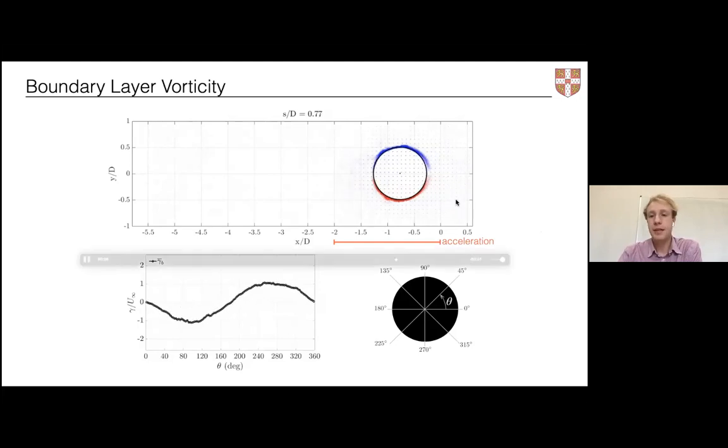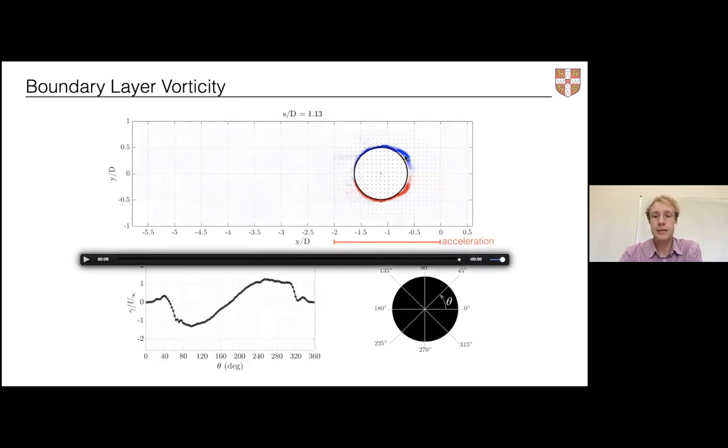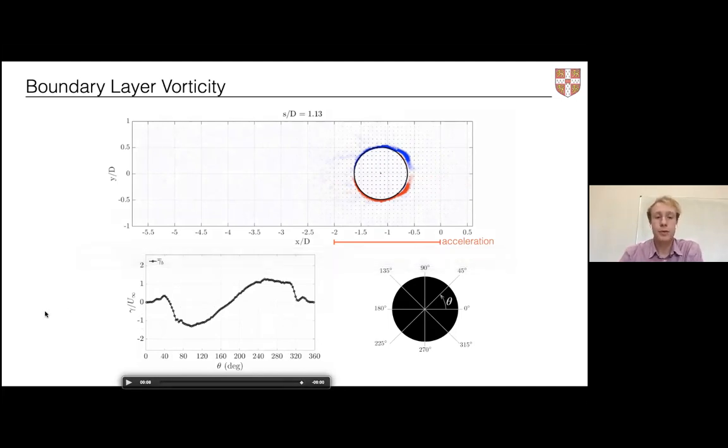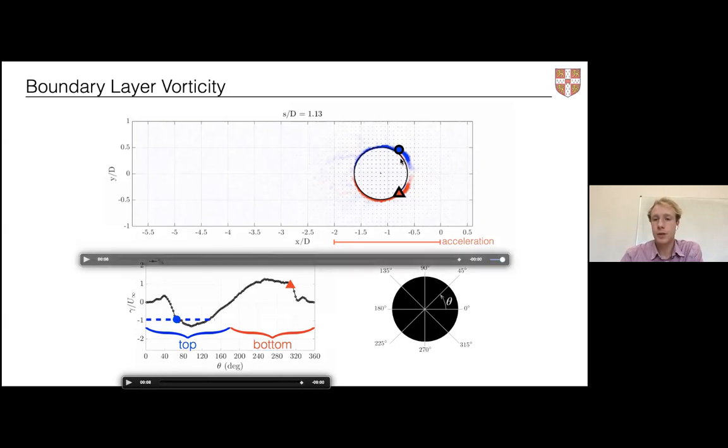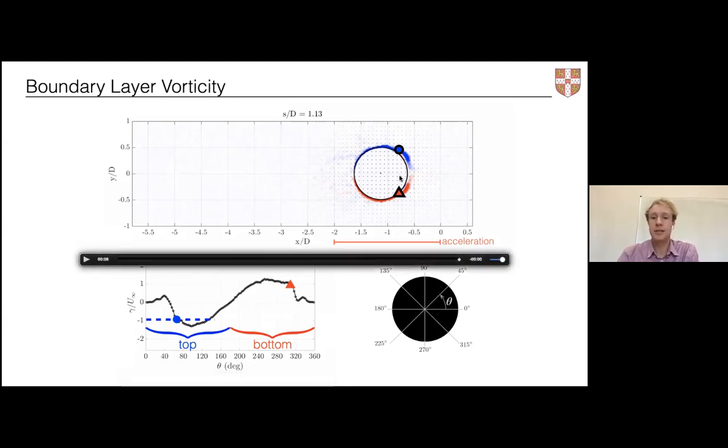So we see it accelerate, we see some blue and red vorticity that was initially attached, and maybe now you can see that it's beginning to detach, or at least we can now see it. What we have down here at the bottom left is the vortex sheet contribution, or just our total boundary layer vortex sheet. And we can see the discontinuity here, top and bottom as before, which I've marked in the vorticity field as a circle and a triangle. These really just mark the points of unsteady flow separation.